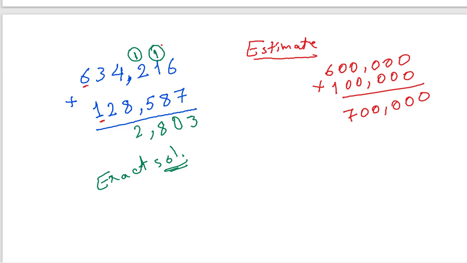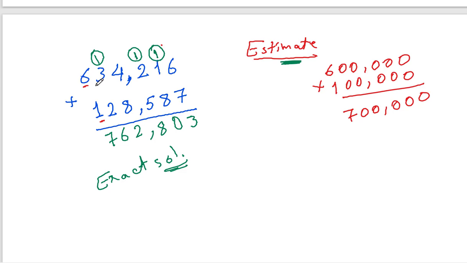4 plus 8 is 12, 2 and carry up 1. And 3 plus 2, 5 plus 1, 6. And 6 plus 1, 7. Okay, so I use the estimation to see whether the exact solution is reasonable or not. In this case, I estimate my sum to the nearest 100,000. You can do the estimation to the nearest 10,000. So here I rounded to the nearest 100,000s. Okay, so this is the estimation.